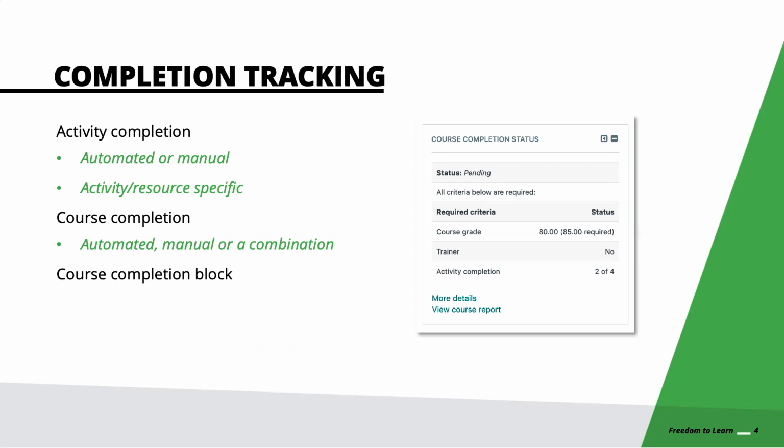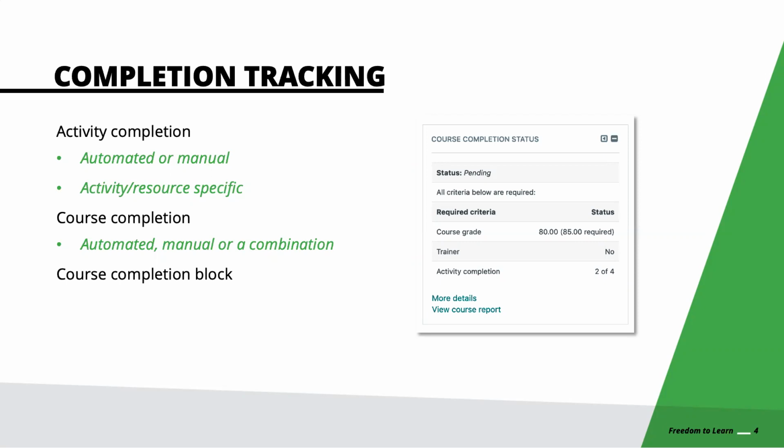Or it could be one or many individuals holding a certain role, such as trainer or manager or administrator, who can manually sign off completion, but for an individual. It can also be automated, and it could be a combination. You've got some very sophisticated options around course completion tracking, and when I flick over to my local site, I'll show you just some of those options.